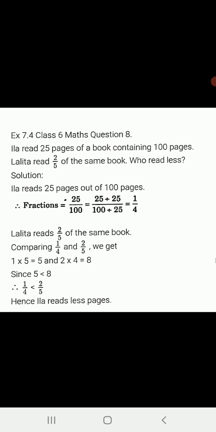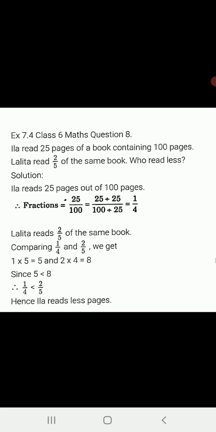Ila read 25 pages of a book containing 100 pages. Lalita read 2 by 5 of the same book. Who read less? So here there is a book with 100 pages and Ila is reading 25 pages of a book. And Lalita is reading 2 by 5 of the same book.